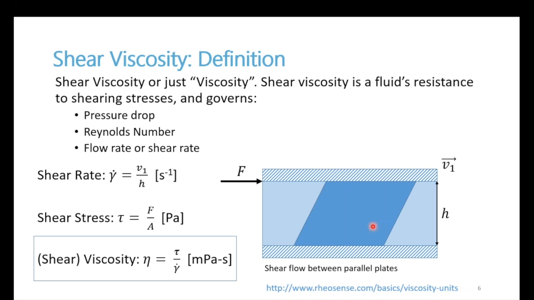So you can define the shear stress as the ratio of that force that you need to exert on the upper plate divided by the area of the plate, and you can define the shear rate as the ratio of the steady state velocity divided by the distance between the two plates. And then shear viscosity is defined as the ratio of those two, shear stress to shear rate. Now, shear viscosity is the most commonly measured kind of viscosity, and very often we drop the shear. So when we talk just about viscosity, we are often referring to shear viscosity.